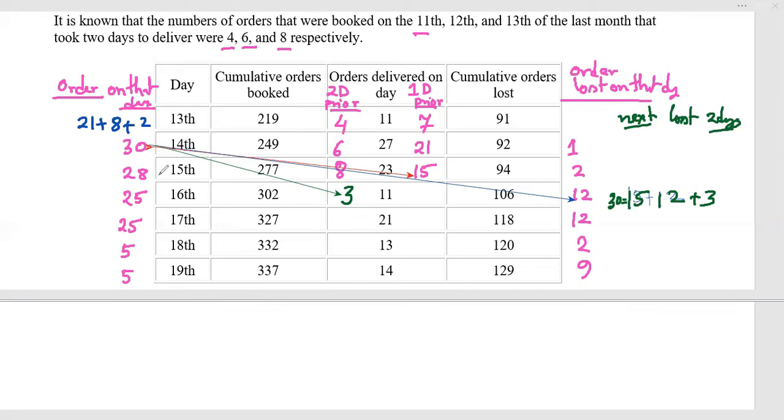Same thing, we need to go on filling it. 28. Out of 28, whenever I got 3, it is basically 2 days prior order. So out of 11, 2 days prior order is 3 delivered. So the balance should be 8. That is 1 day prior order.